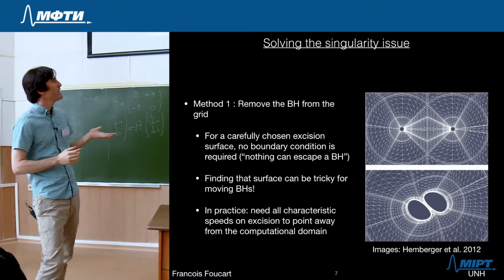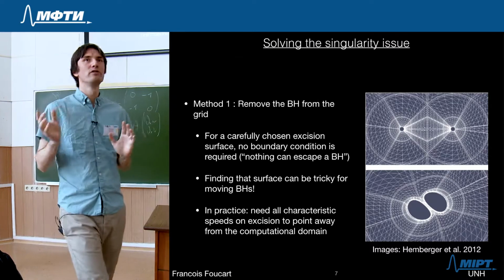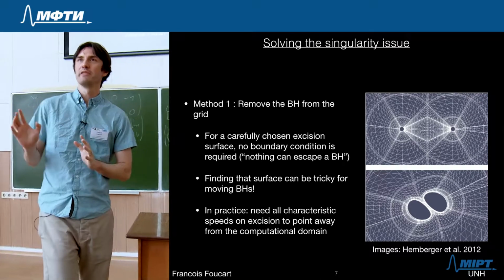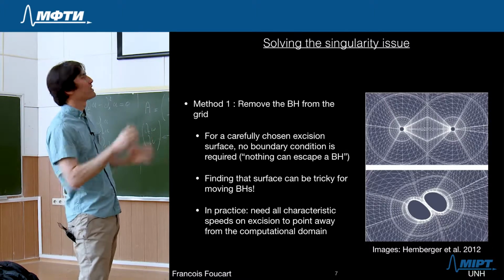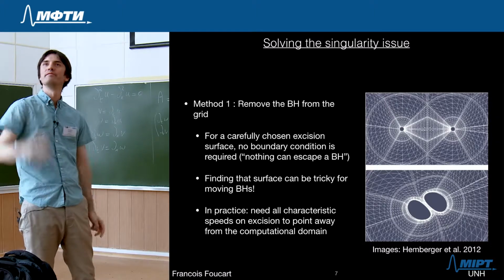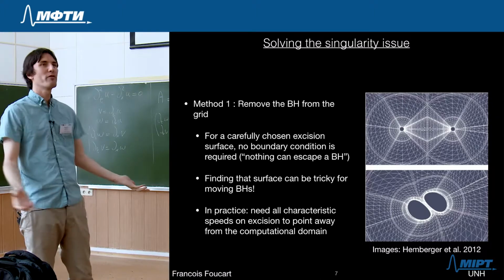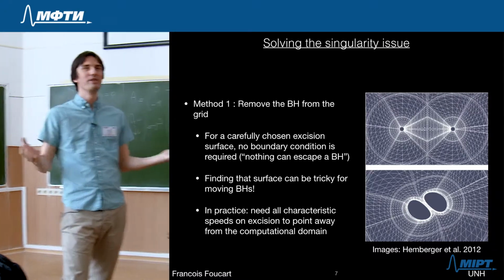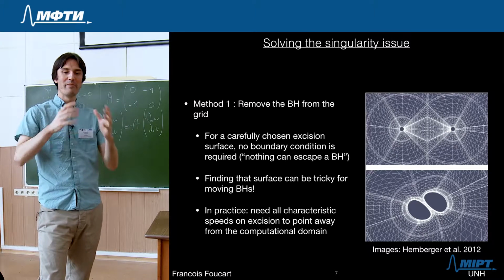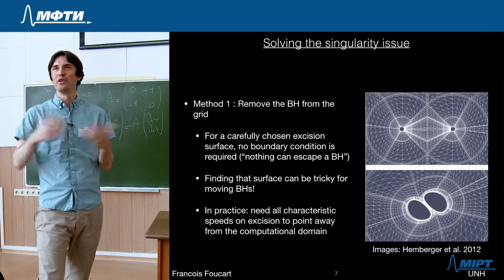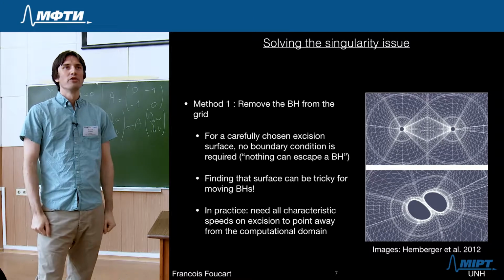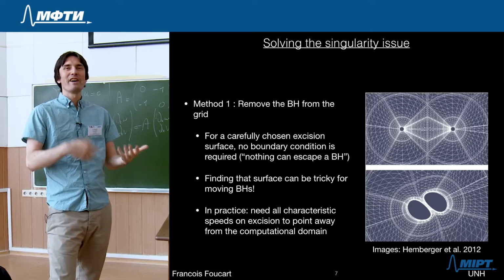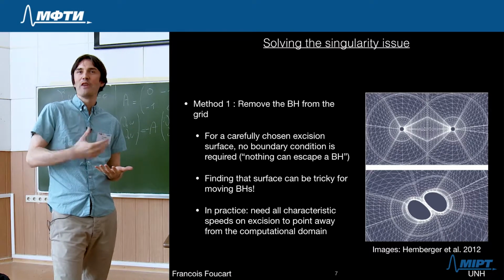For solving the singularity issue, there are basically two methods that have been used by numerical relativists. One is to remove the black hole from your simulation and count on the fact that there should be around the black hole a region limited by the event horizon of the black hole from which no information escapes. So presumably, whatever I do inside of that region has no effect on the outside.